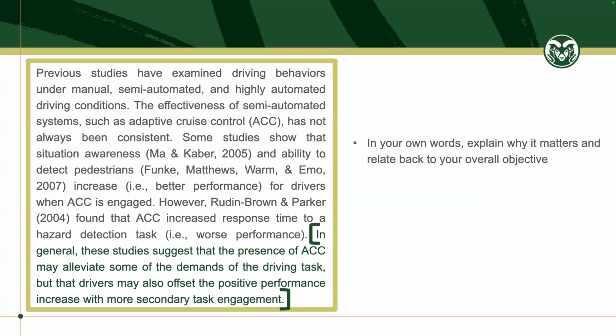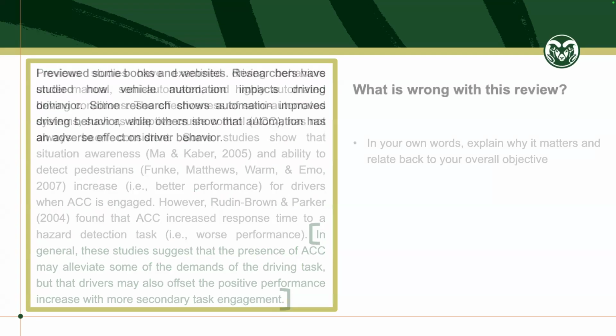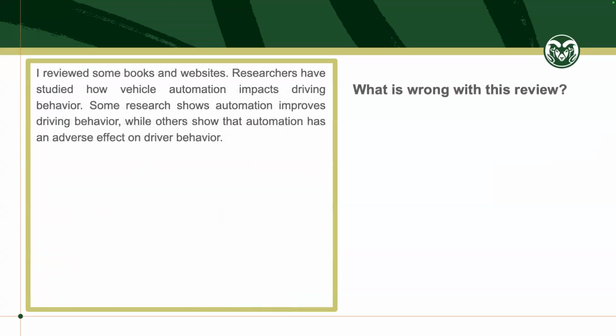A bad example would be if I said, I reviewed some books and websites. Researchers have studied how vehicle automation impacts driving behavior. Some research shows automation improves driver behavior, while others show automation has an adverse effect on driver behavior. Right, so what is not great about this? There's a lot that's not great about this. What do y'all think?